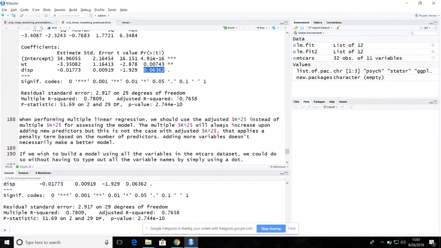Your adjusted R squared, on the other hand, applies a penalty term for every predictor you go on adding, to compensate for the effect of adding more predictors versus the extra variance that is captured. So you'll always notice that your adjusted R squared is lower than your multiple R squared.